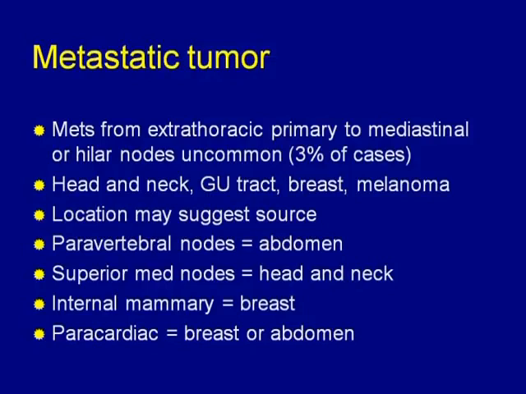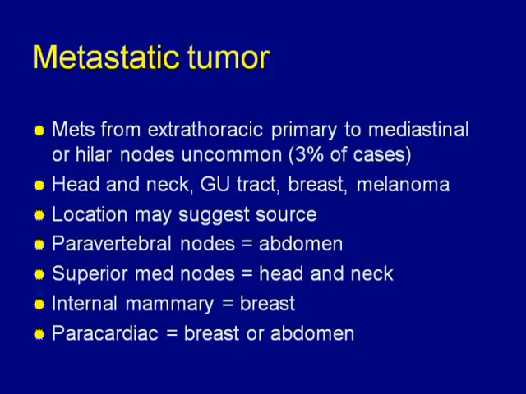Metastases directly to the mediastinum are not common. I think the most common we see from an extrathoracic primary is GI and GU tumors. Breast would be the other one, but that's not really extrathoracic. Other ones would be head and neck tumors. Melanoma would be a good one. And the location of nodal disease with suspected or known metastatic tumor may suggest where the tumor is.